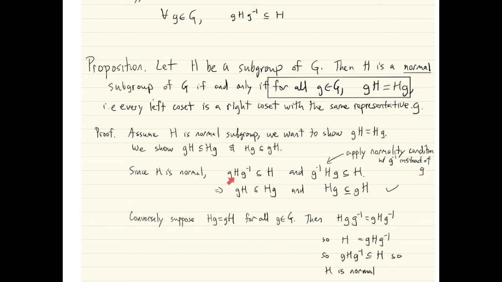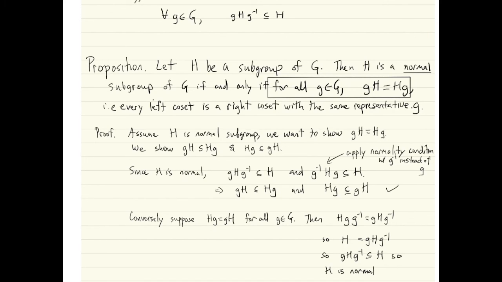Okay, so from this condition, multiplying on the right both sides by g, we get gH is a subset of Hg, and then multiplying this on both sides on the left by g inverse, we'll cancel this g, and so we'll get Hg is a subset of gH, and that's the two inclusions we were trying to establish. Conversely, let's go down the opposite way. So suppose we've got a subgroup such that gH equals Hg for all elements g of the group.